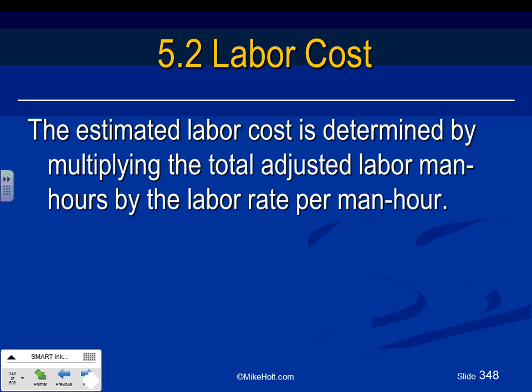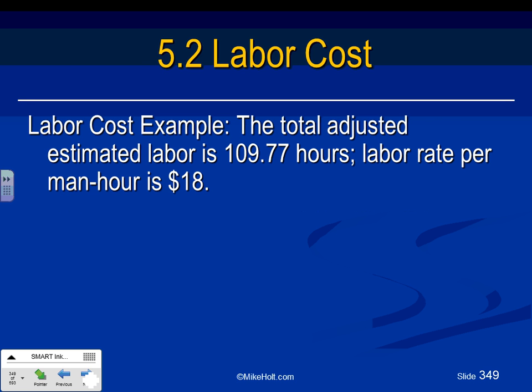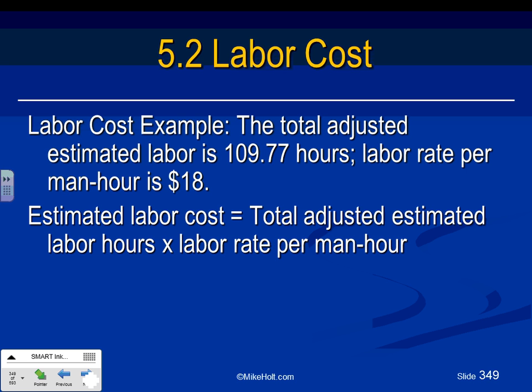Labor cost. Now we adjusted our labor. Now we're going to apply a dollar value to that labor and get the dollar value of our labor. How do you assign a dollar value for your labor? It's the rate per man hour or person hour. The total adjusted estimated labor, so here's an example: we have 110 hours, and the rate that I'm going to be shooting for is $18 an hour. Where the heck do you get $18 an hour? I must be in Florida.